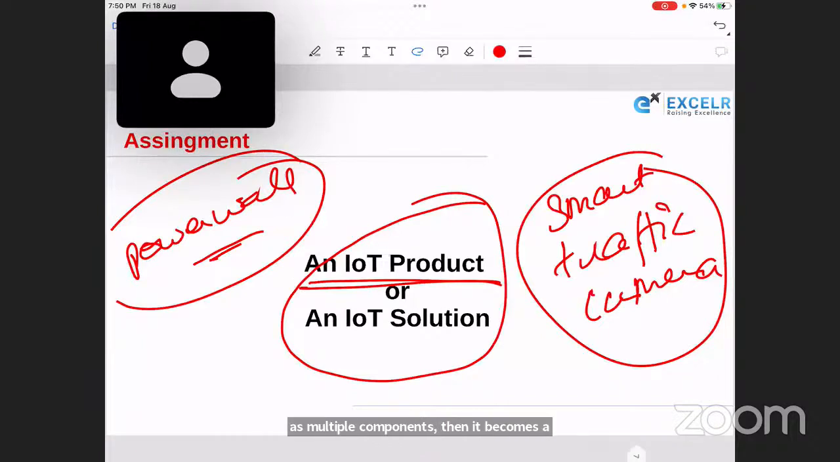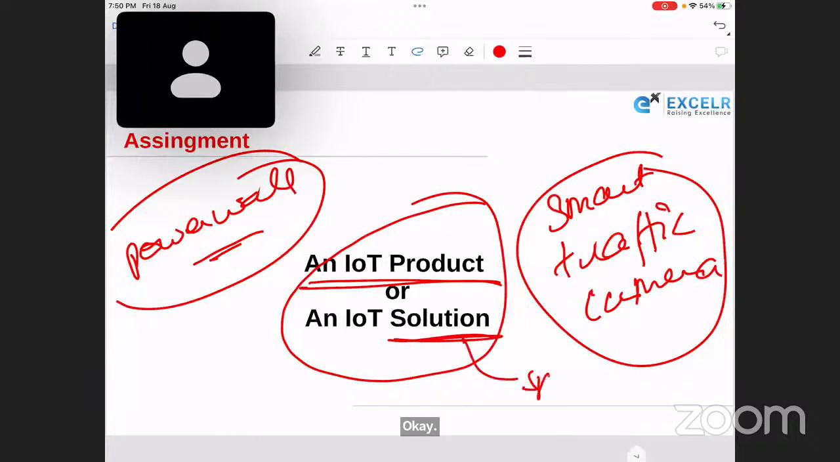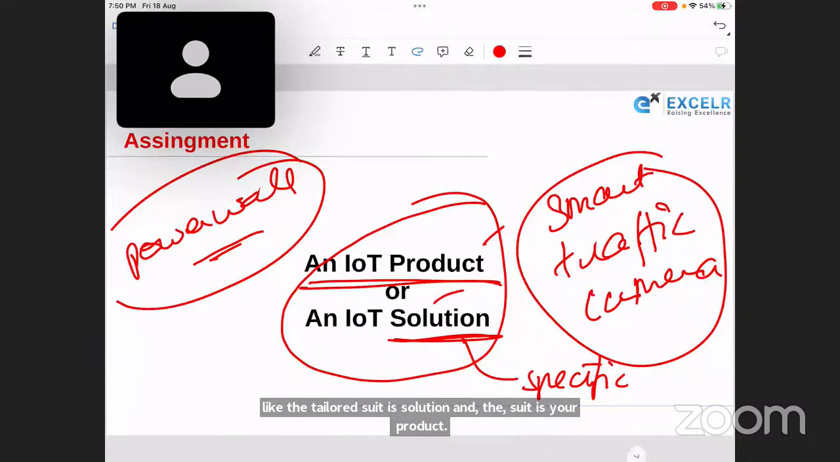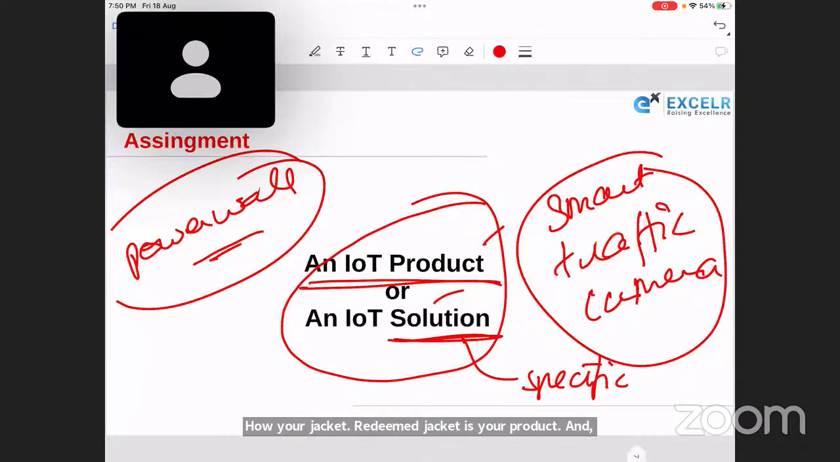And a solution is normally very specific, specific to your home, specific to your requirement. A product is generic. It's like the tailored suit is a solution, and the ready-made suit is your product. A ready-made jacket is a product, and if you are getting it stitched from a tailor, then it's a solution.